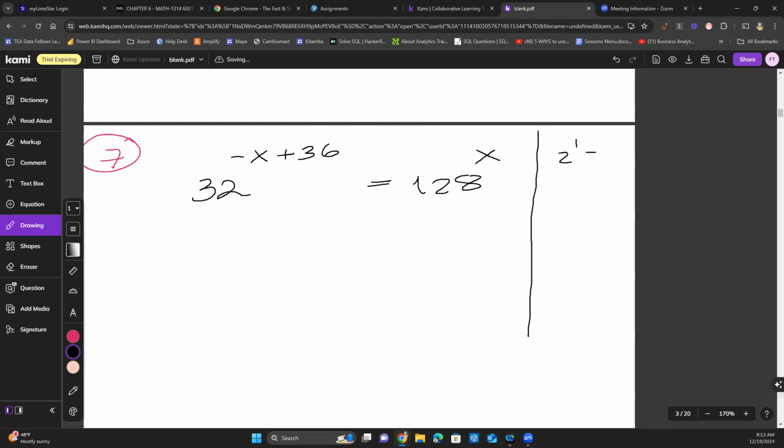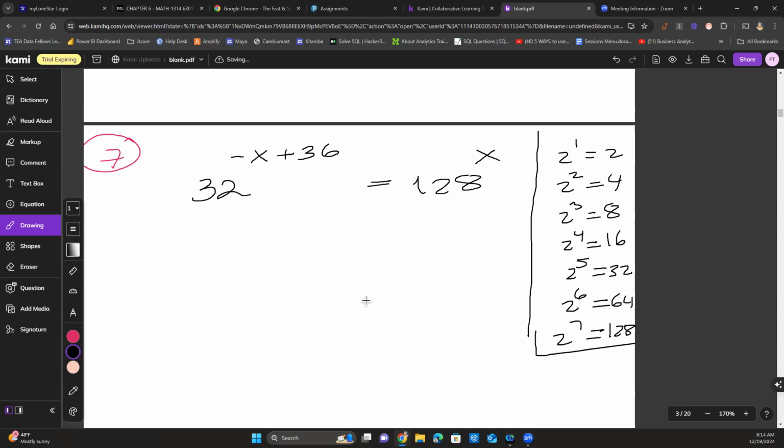2 to the first power is 2, 2 to the second power is 4, 2 to the third power is 8, 2 to the fourth power is 16, 2 to the fifth power is 32, and 2 to the sixth power is 64, 2 to the seventh power is 128. I don't need to continue anymore because I know that 128 can be changed to 2 to the seventh power. So instead of 128, I can write 2 to the seventh power.